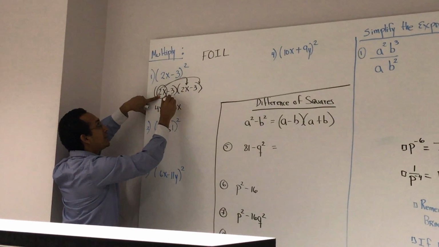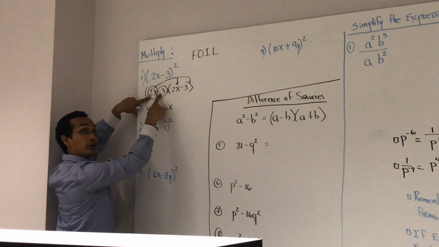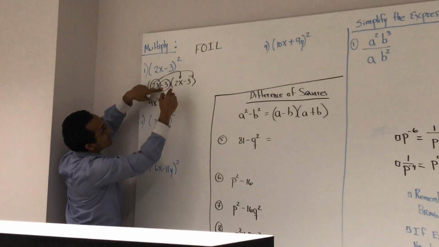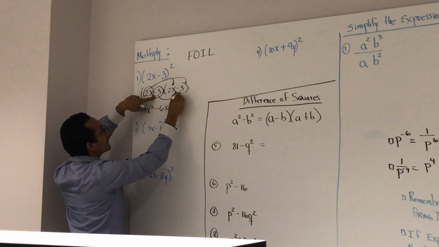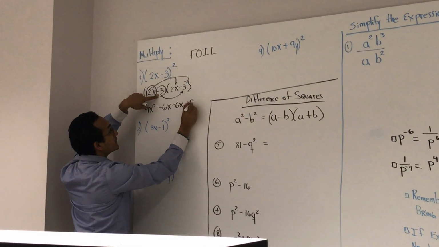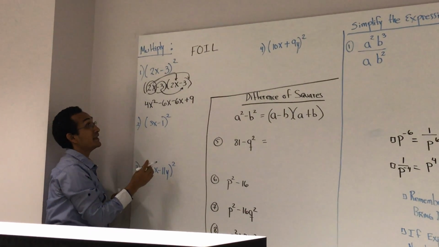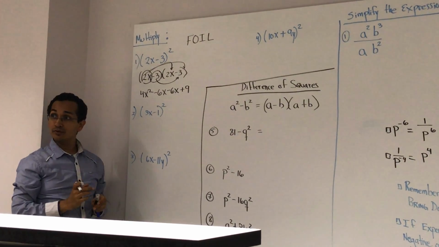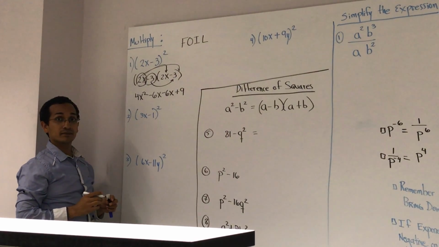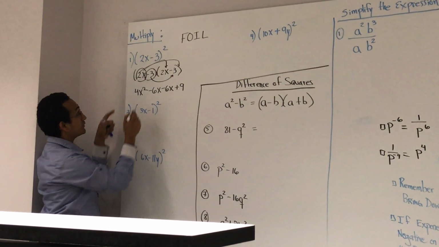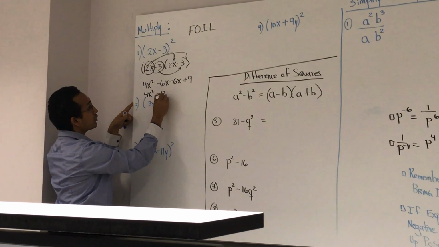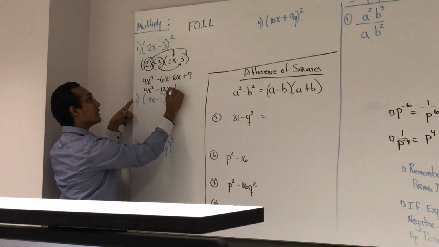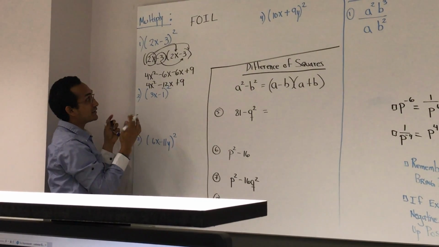And then you do the inner, the whole thing, including the negative. Negative 3 times 2x, negative 6x. Then the last: negative 3 times negative 3, positive 9. Now, notice you could add these two together. Negative 6x and negative 6x become negative 12x. So your answer is 4x squared minus 12x plus 9. That's your final answer.